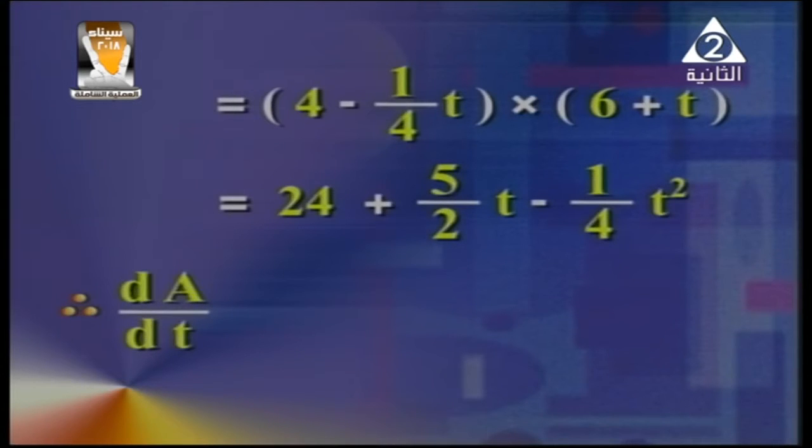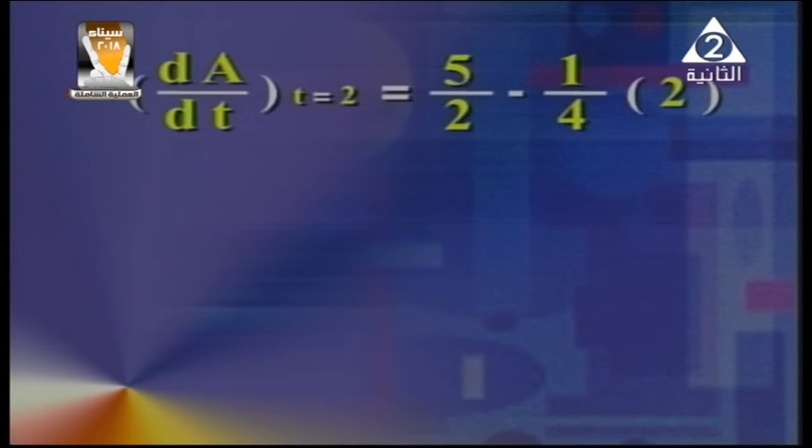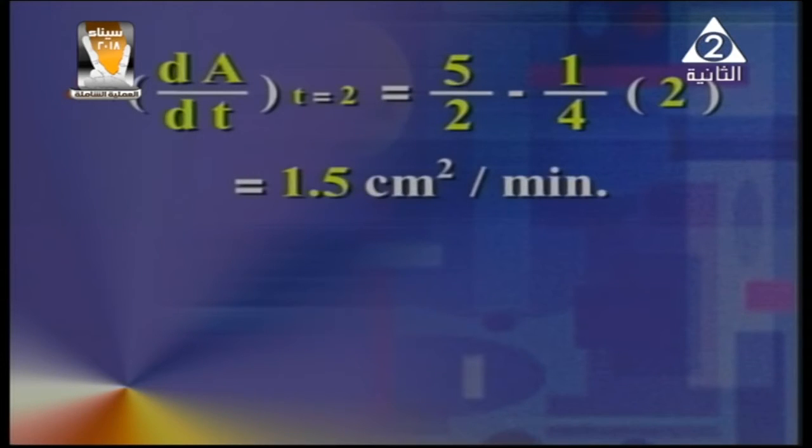What is the meaning of dA over dt? The change of the area with respect to the time t equals what? The derivative of 24 is 0, but 5 over 2 t gives 5 over 2, minus half t times... Then dA over dt at t equals 2. By substitution, the answer is 5 over 2 minus quarter times 2, equals 1.5 centimeters squared per minute. This is the change of the area with respect to time t.